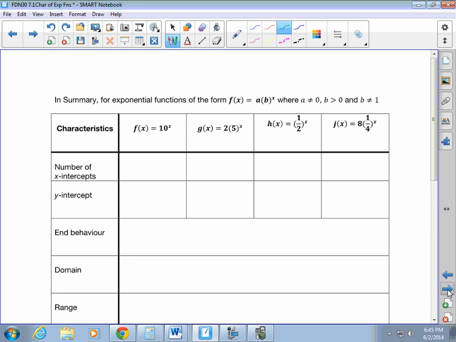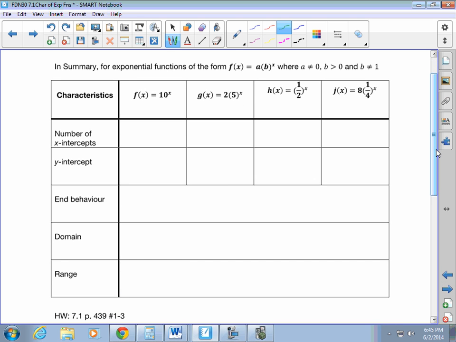So in summary, for exponential functions of the form f(x) equals a times b to the power of x, where a isn't equal to 0, and b is greater than 0 but not equal to 1. What we found when we had f(x) equals 10 to the power of x is that the number of x-intercepts was 0. It never crossed the x-axis. The y-intercept is found when we have 0 for the x value and find the y. For this one, it was 1.